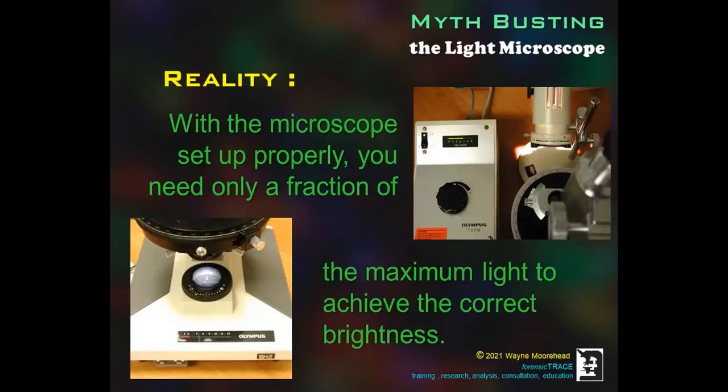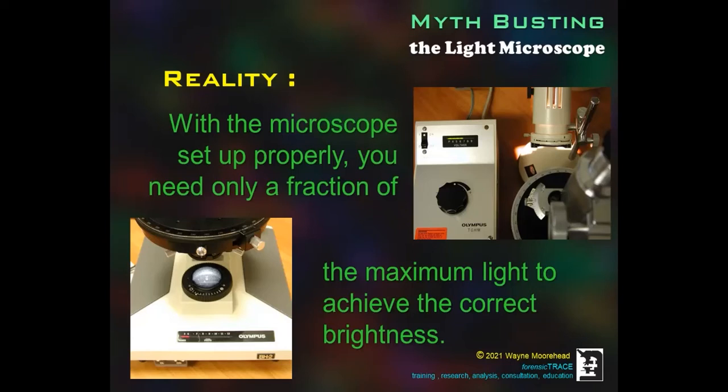With the microscope set up properly, you need only a fraction of the maximum light to achieve the correct brightness. Note that in each of these microscopes, very different illuminators, one in the base of the microscope on the left, and the other on the right is exterior to the microscope. The voltage is only a portion of the total available, with the light providing ample intensity.